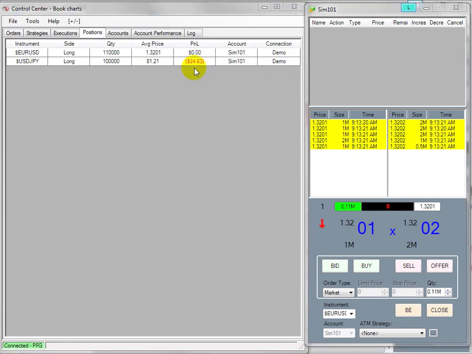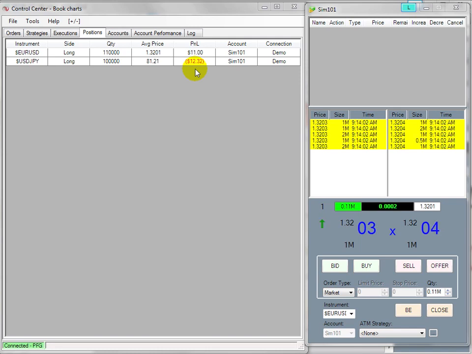As we're finding out, each pip in the dollar yen is worth $12.32. Now, I could have figured that out by going through the mathematical process that I've just shown you, or we can just go to our platform and see that we're losing 2 ticks on the trade. Our average price is 81.21 and the market is at 81.19. 2 pips, 24.63 means 12.32 is the going rate for 1 pip in the Japanese yen.